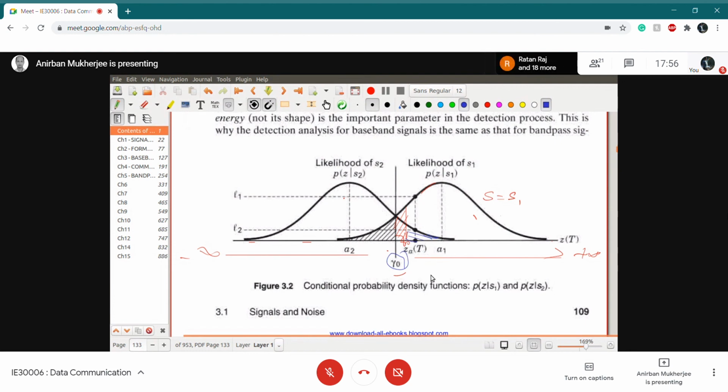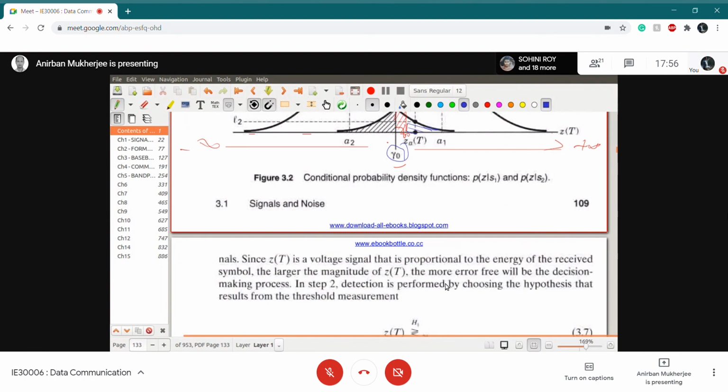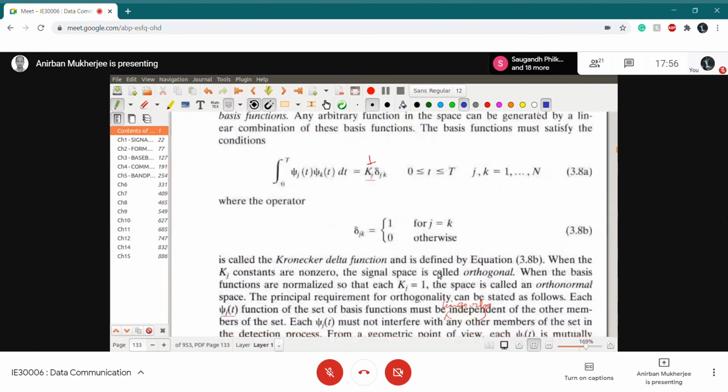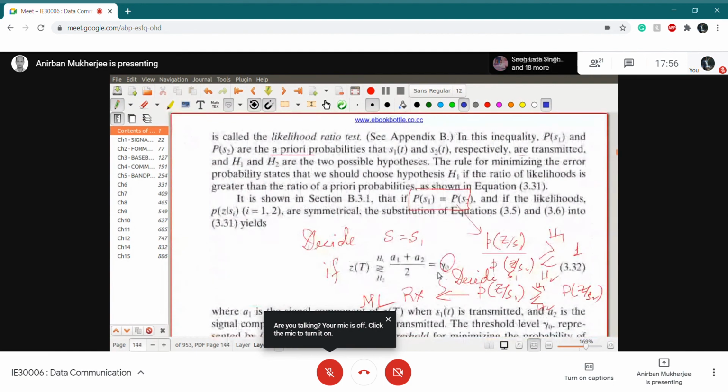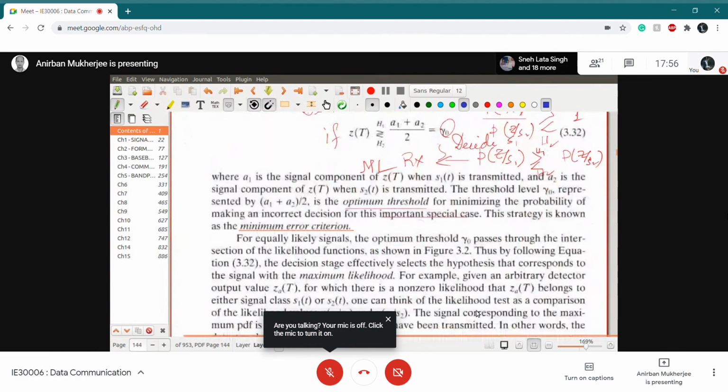So you should prove it. Please remember, this is a very important point, but it is quite common, because if you play a little bit with it, you will get this. So that is why gamma 0 is called the optimum threshold. Many times you will find that we are talking about optimum threshold, the minimum error criteria. This strategy is known as the minimum error criteria. And please choose that PS1 equal to PS2.